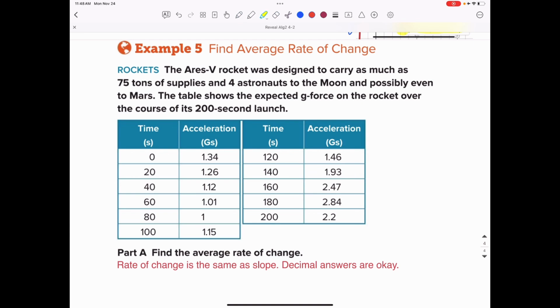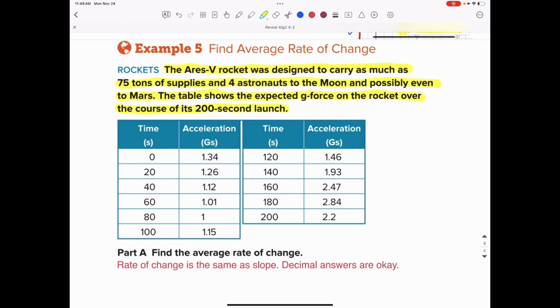The Ares 5 rocket was designed to carry as much as 75 tons of supplies and 4 astronauts to the moon and possibly even to Mars. The table shows the expected g-force of the rocket over the course of its 200-second launch.